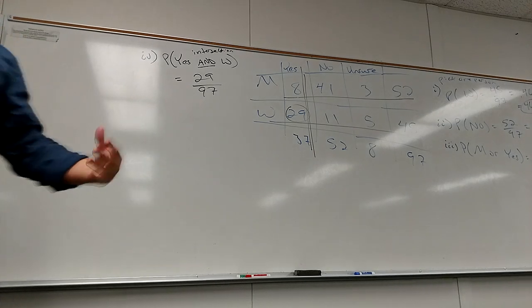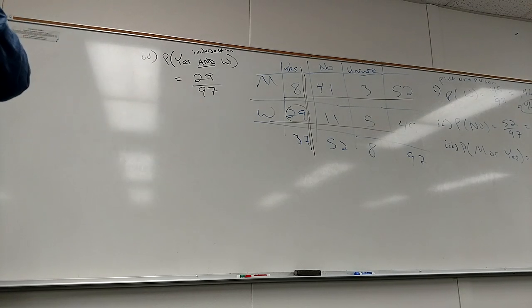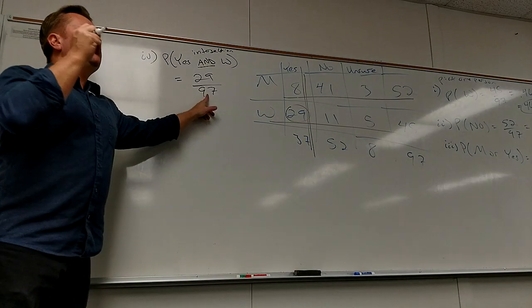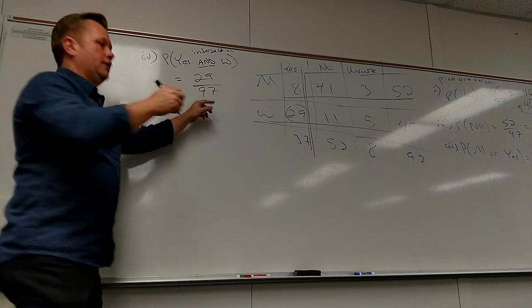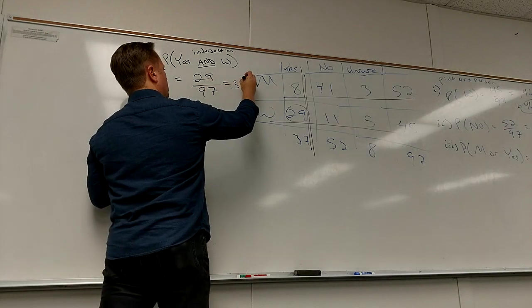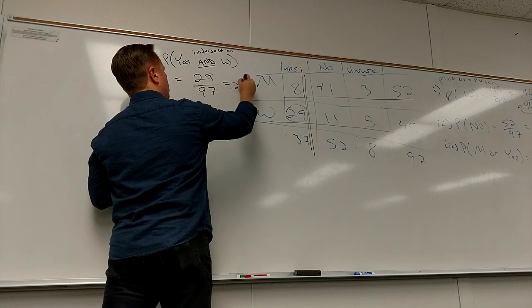Boom. I didn't know I could do that. Okay, that's outside the bounds of this class. But the bottom could definitely get smaller. Let me show you an example. Real quick, what is 29 divided by 97? 0.2990. Oh, it's almost 3.